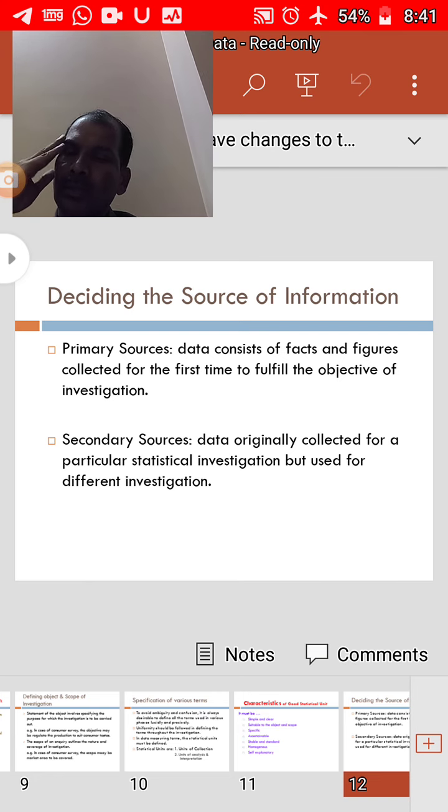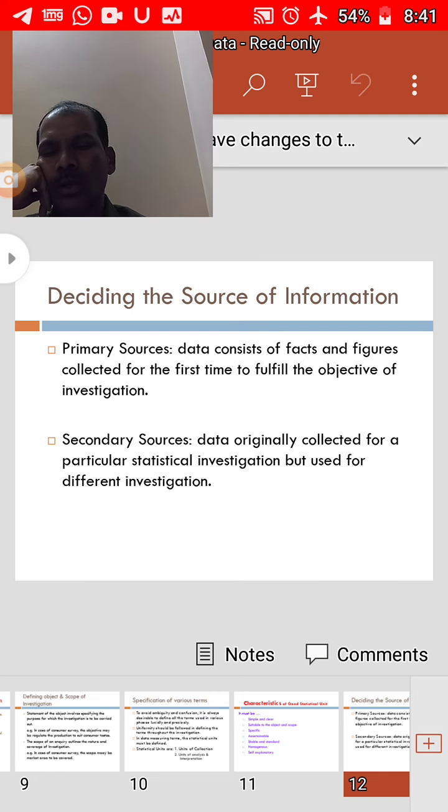The distinction between primary and secondary data is only one of degree, because primary data used by one person, if another person uses the same data for a second purpose, will become secondary data. The decision about the choice of source of data depends upon the object, nature, scope, and degree of accuracy desired.